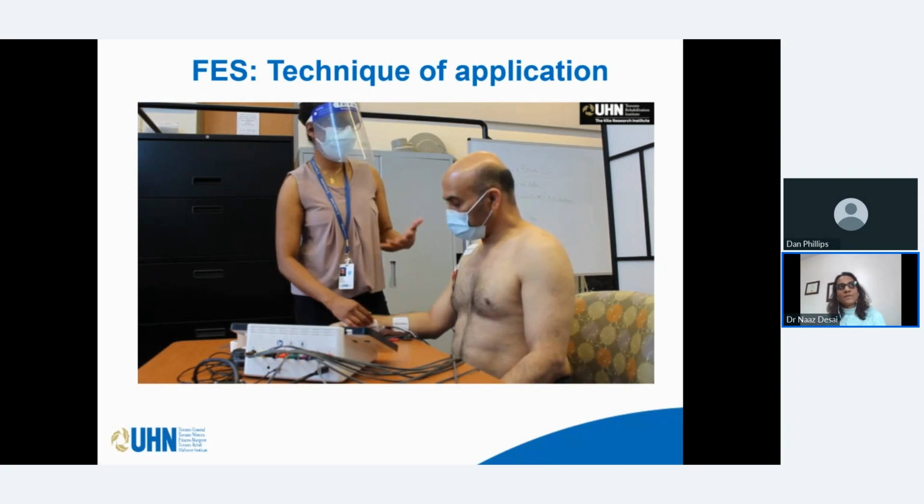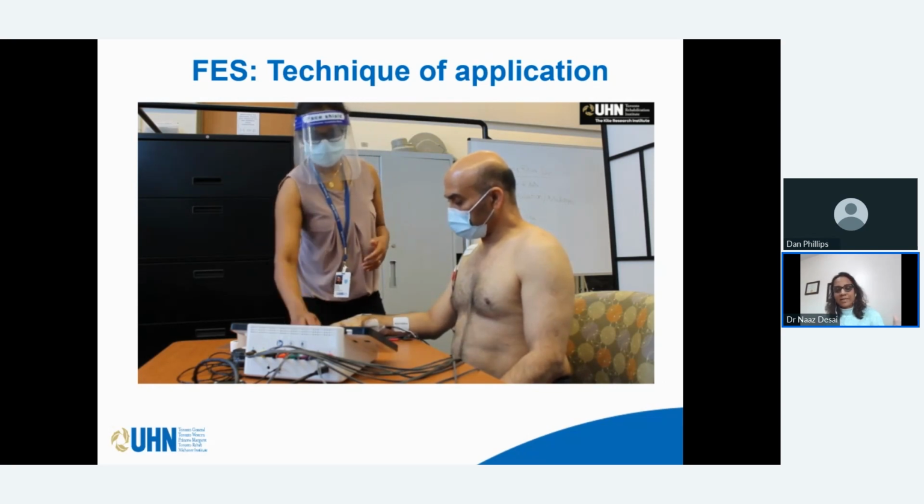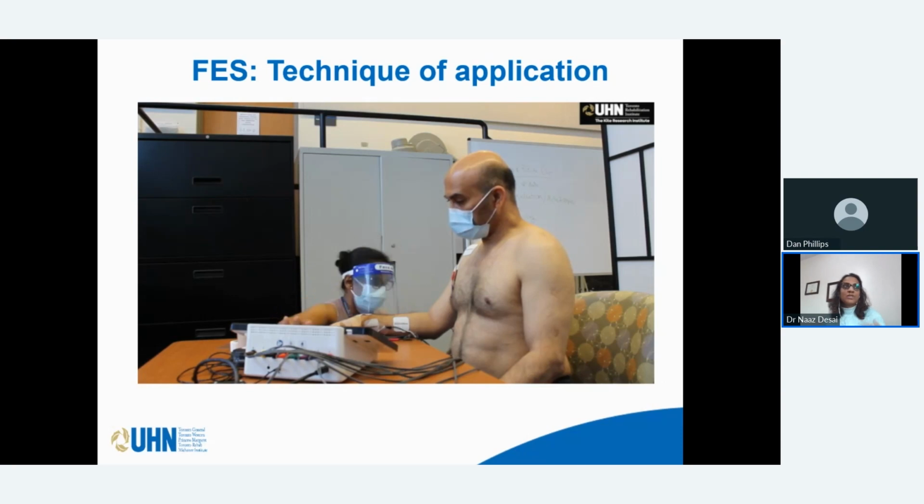Now, for certain muscle groups like the upper trapezius or the finger extensors or for hand closing, the movement is very obvious.